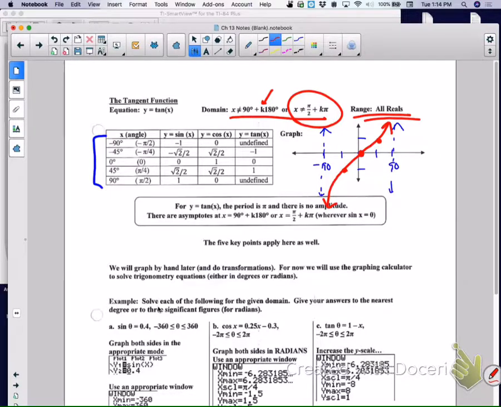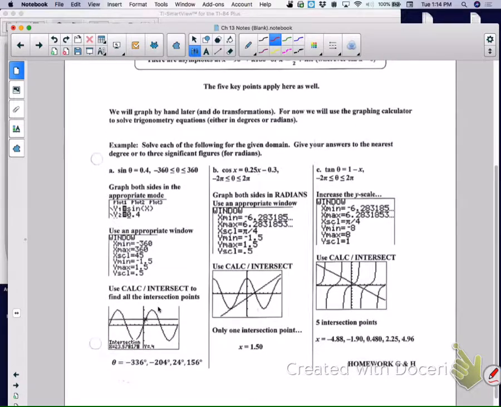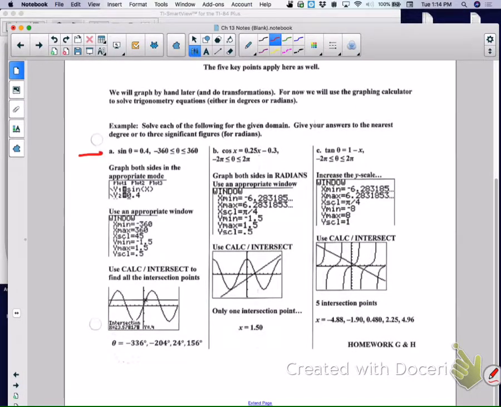All right, so now we're going to look at this stuff in the graphing calculator. So what they're going to ask you to do is to solve. So in this case, we want to solve the sine of theta is equal to 0.4, and we want to do that from negative 360 to 360. So you can see some screenshots here on your paper of what we're going to be doing.